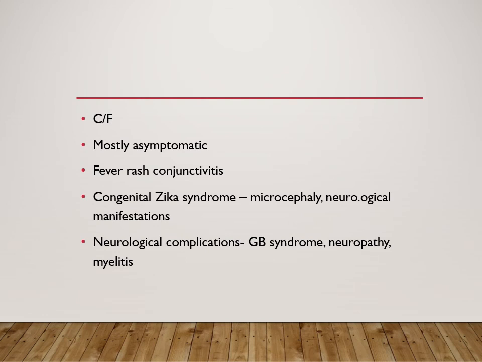What are the clinical features? It is mostly asymptomatic, and mild symptoms are there: fever, rash, conjunctivitis. What is important for Zika virus is the mother to child transmission that gives the congenital Zika syndrome. So there will be microcephaly, and neurological complications are also there, like Guillain-Barré syndrome, neuropathy, myelitis.